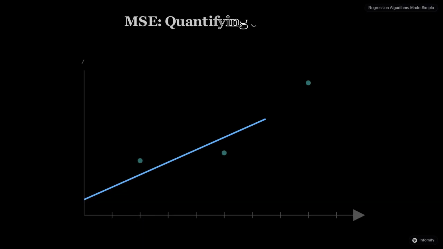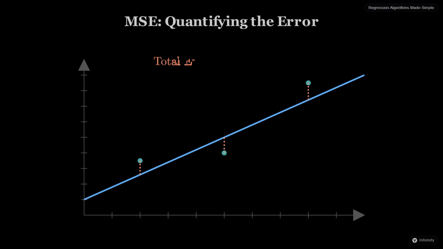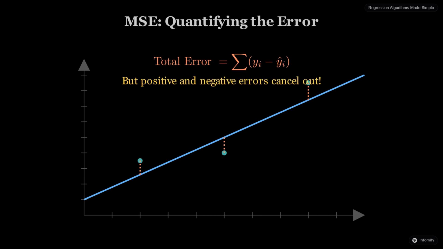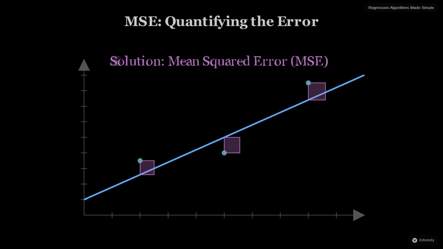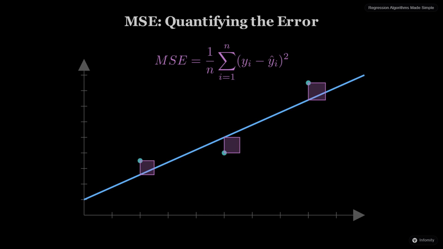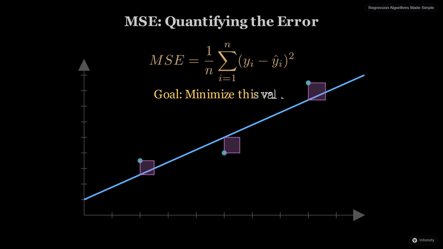To find the best fitting line, we need a way to quantify the total error across all our data points. Simply summing the errors won't work, as positive and negative errors would cancel each other out. Instead, we use a cost function like mean squared error, or MSE. For each residual, we square it, which makes all values positive and penalizes larger errors more heavily. We then sum up all these squared errors and divide by the number of data points, n, to get the average. Our goal is to find the line that results in the smallest possible MSE.